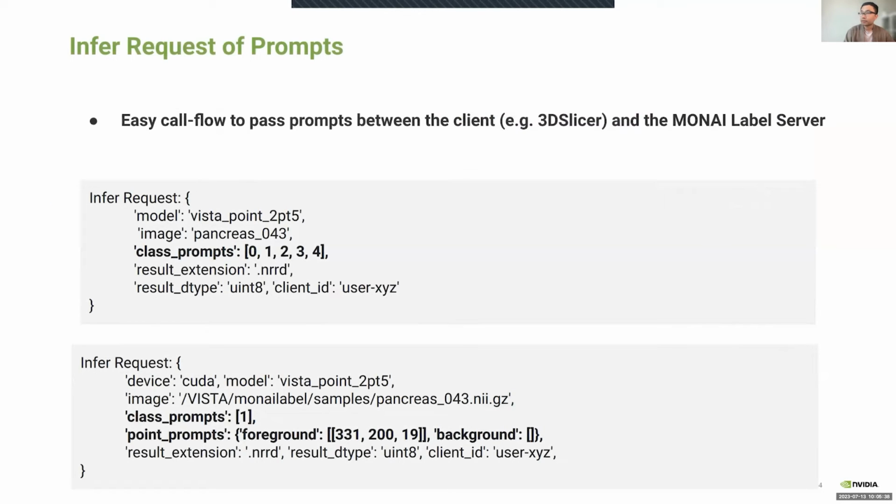On the MONAI Label side, with the VISTA integration, we designed some info requests for the prompts, so we can easily design the call flow to pass prompts between the clients and the MONAI Label server. Here I put two example info requests to show how the class prompts and point click prompts can be passed through the MONAI Label server and interact with 3D Slicer or other viewers. If we have only class prompts, for example 5 classes from 0 to 4, we can simply pass a list. If we have point prompts, we can also pass the foreground and background as positive and negative clicks to the MONAI Label server, and run inference through the server with GPUs.